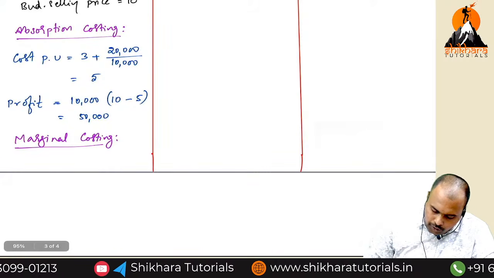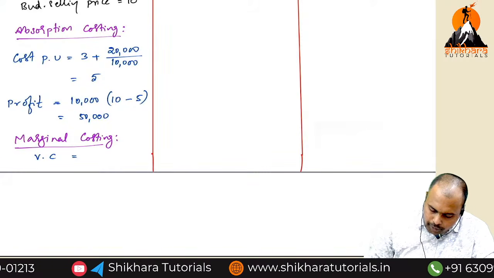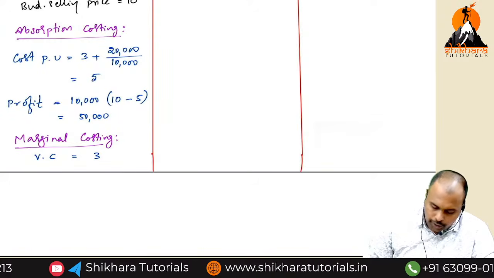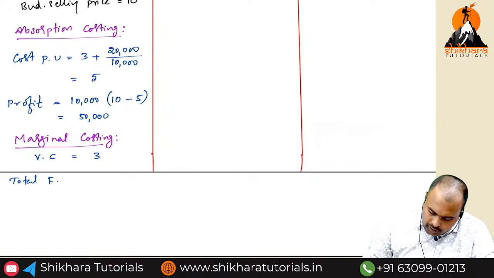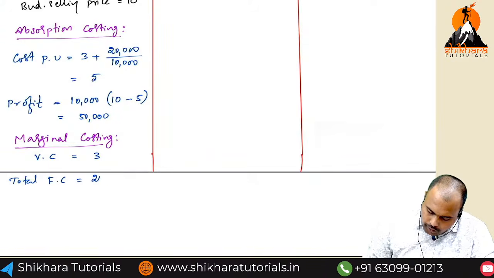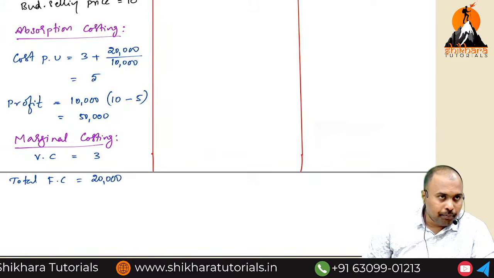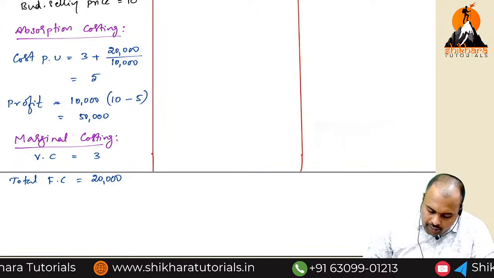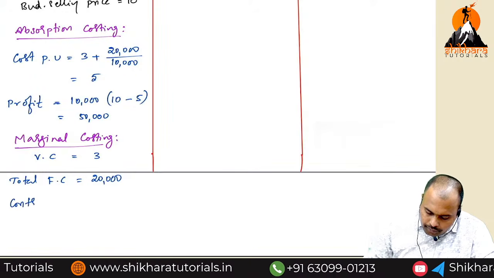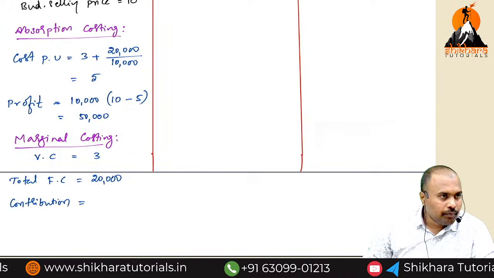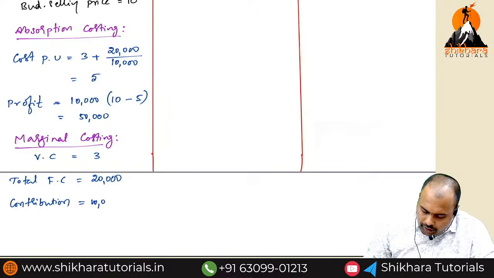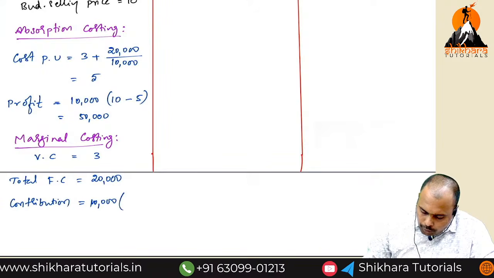Under marginal costing, how do they consider? Variable cost per unit is 3 rupees. Total fixed cost is equal to 20,000 rupees. I will not club them. Clear? Now first I will calculate. Under marginal costing, always I calculate contribution first. What is my contribution? Total units sold into contribution per unit.